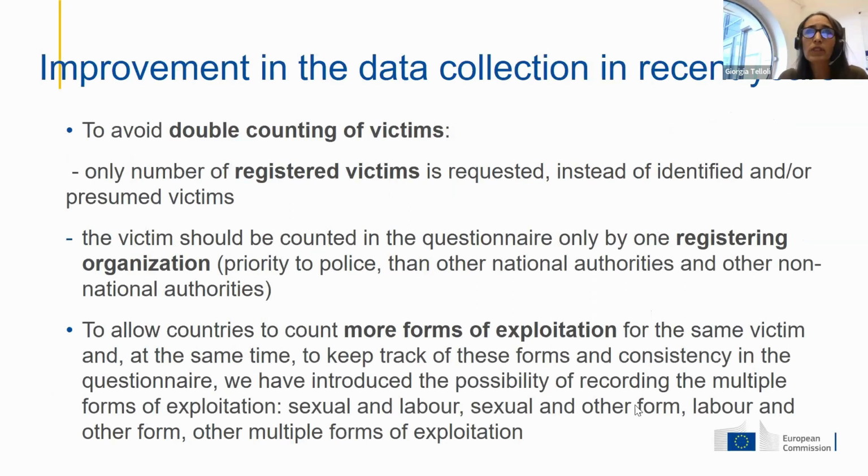We had many improvements in recent years. We really try to avoid the double counting of victims. We ask countries to provide the same victim only by one registering organization and not from many registering organizations. But this is still a challenging point for countries. Also now we saw that the multiple forms of exploitation were growing in the recent years. So now we allow to count these multiple forms of exploitation. We provide categories for these: sexual and labor, sexual and other, labor and other, and other multiple forms. In this way, we keep the consistency with the number of victims. We have one form of exploitation for each victim. At the same time, we keep track of these multiple forms of exploitation.